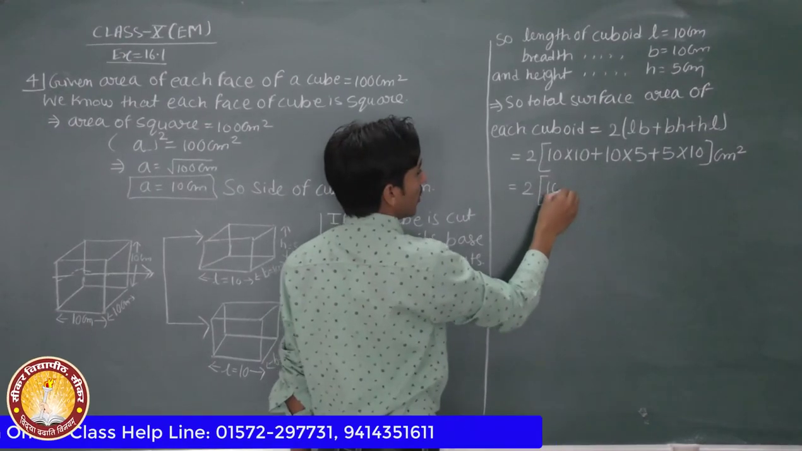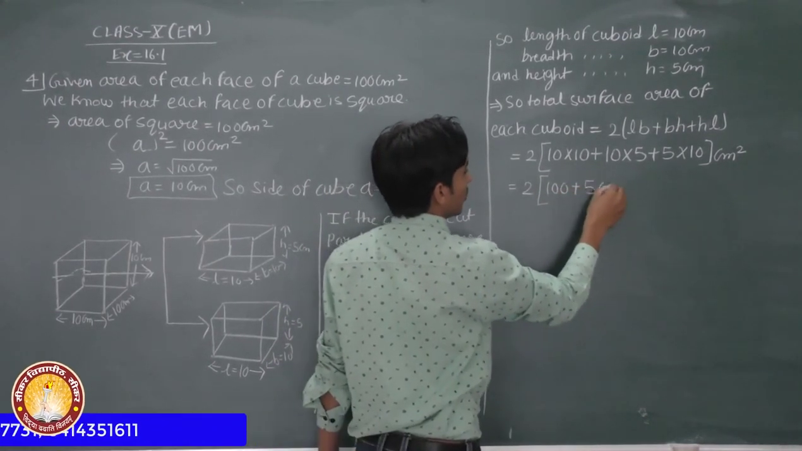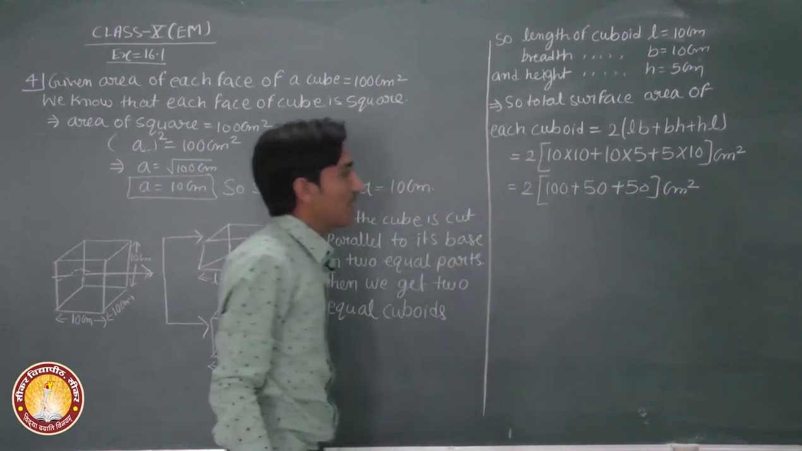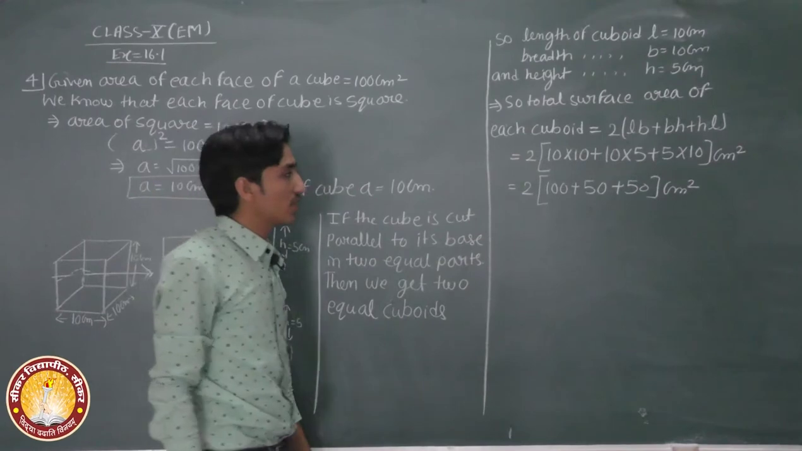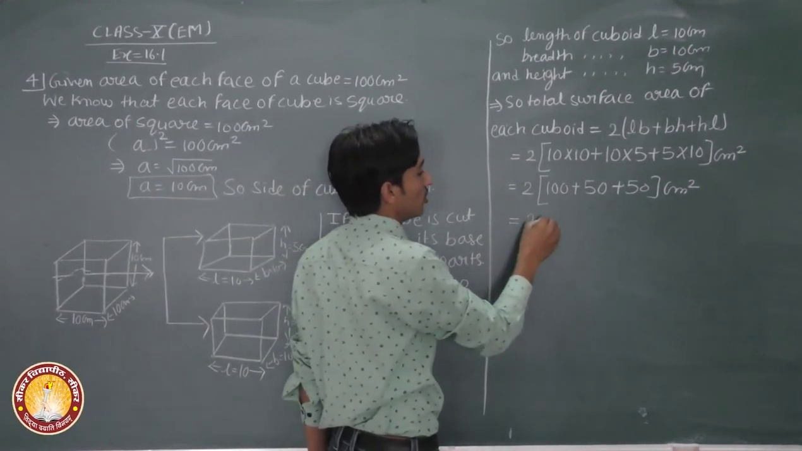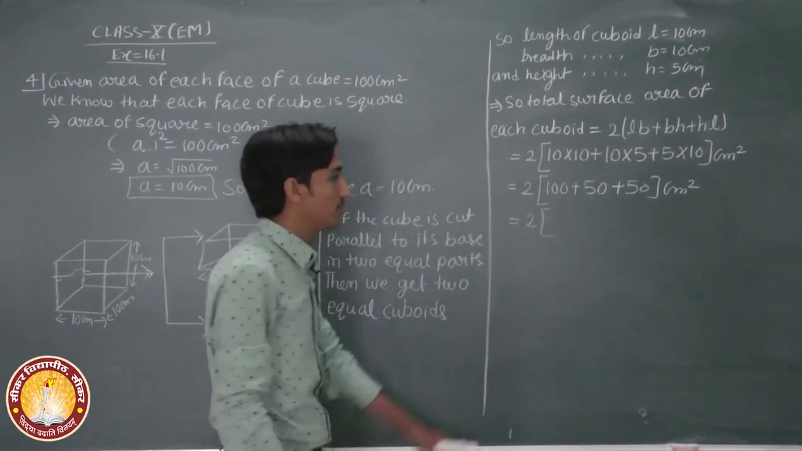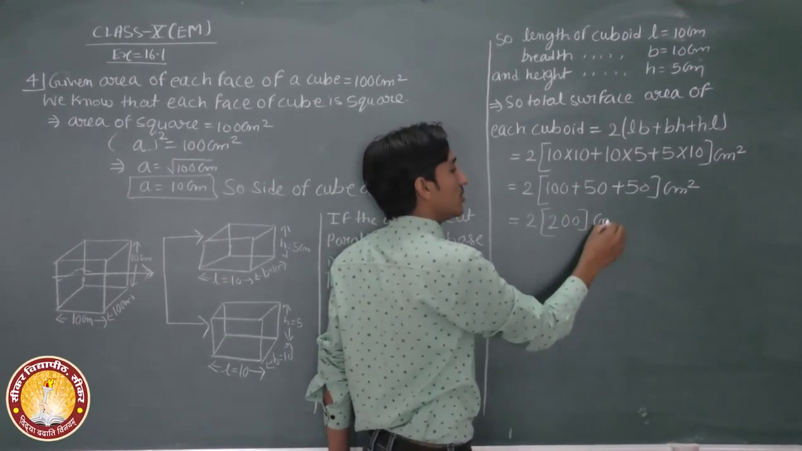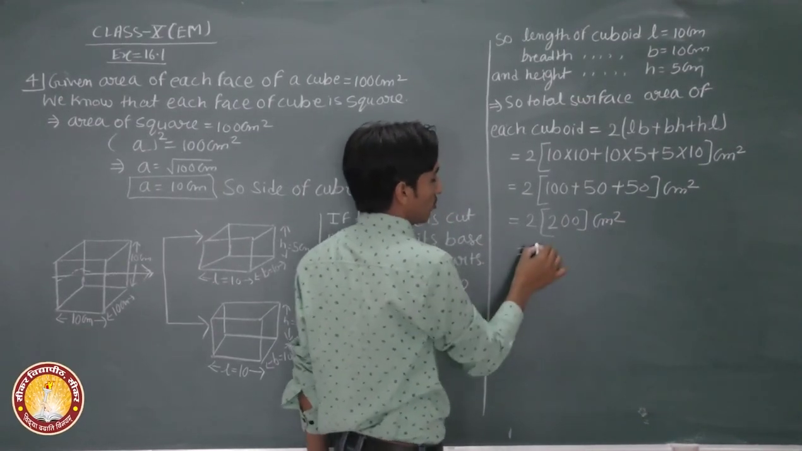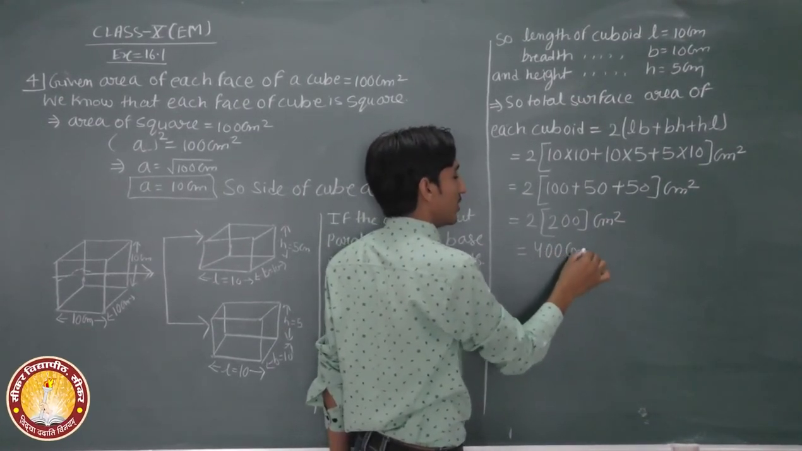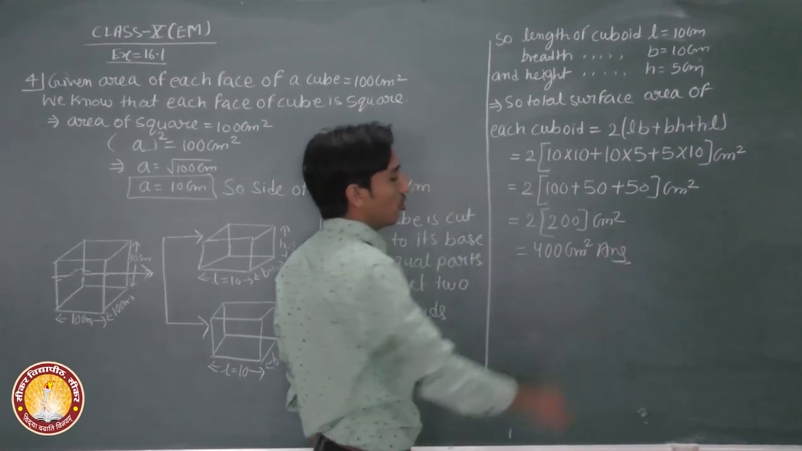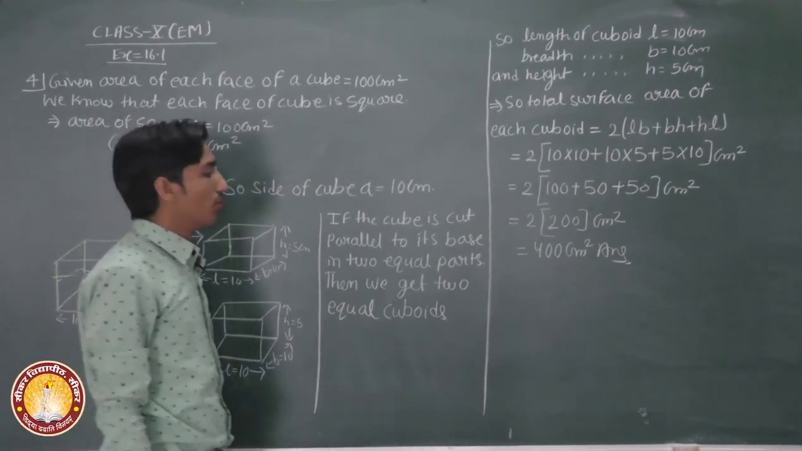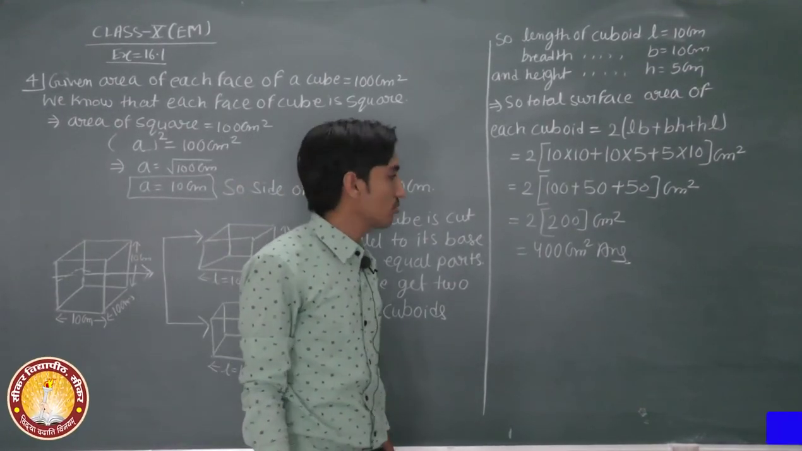2 into 100 plus 50 plus 50 centimeter square. 2 into 100 plus 50 is 150, plus 50 is 200 centimeter square. So 2 into 200 is 400 centimeter square. So the area of each cuboid is 400 centimeter square.